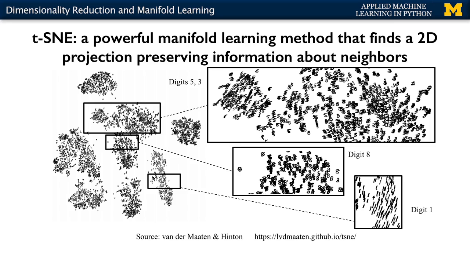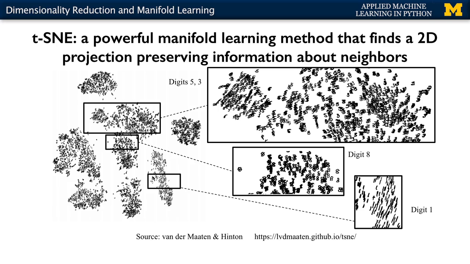An especially powerful manifold learning algorithm for visualizing your data is called t-SNE. t-SNE finds a 2-dimensional representation of your data such that the distances between points in the 2D scatter plot match as closely as possible the distances between the same points in the original high-dimensional dataset. In particular, t-SNE gives much more weight to preserving information about distances between points that are neighbors.